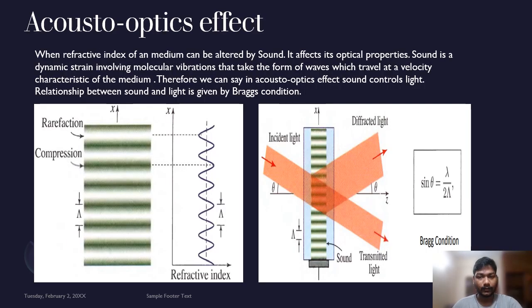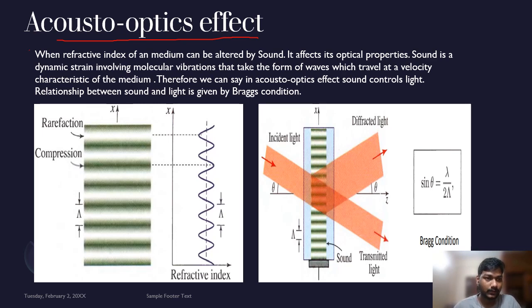And here, the first one we are going to discuss in refractive modulation is the acoustic effect. In the acoustic effect, the refractive index of a medium can be altered by sound. It affects its optical properties. Sound is a dynamic strain involving molecular vibration that takes the form of waves, which travel at a velocity characteristic of the medium. Therefore, we can say that in the acousto-optic effect, sound controls light, and the relationship between sound and light is given by the Bragg condition.